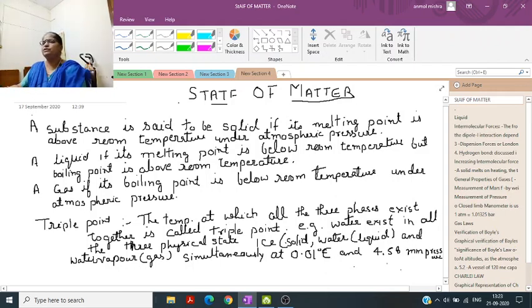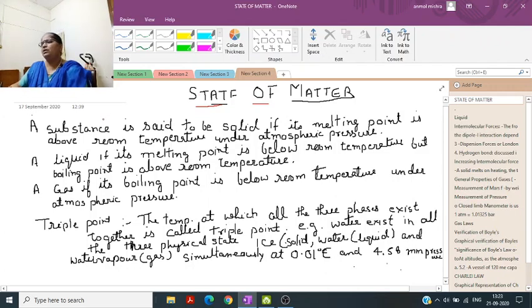This is the 5th chapter of class 11th, states of matter. Now, there are 3 states of matter: solid, liquid and gas, which we are studying from lower classes.